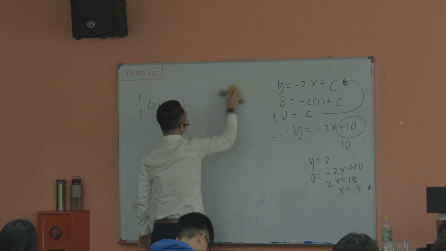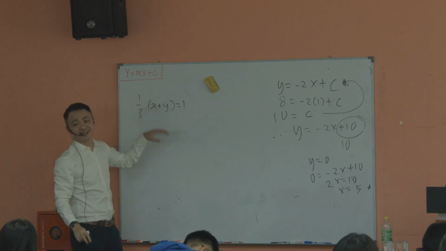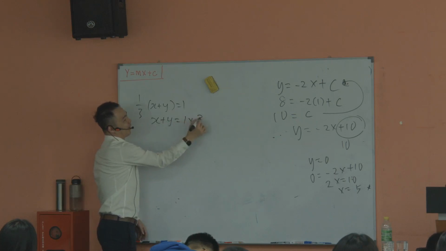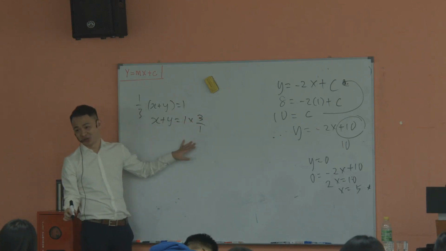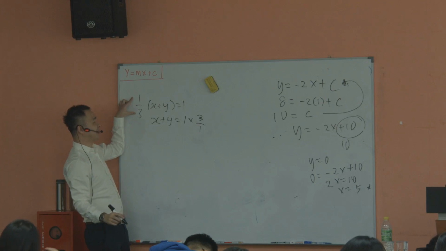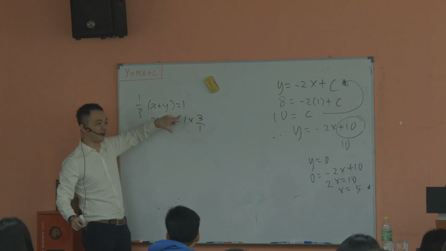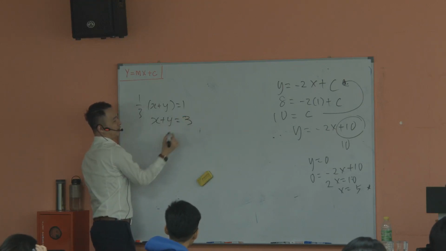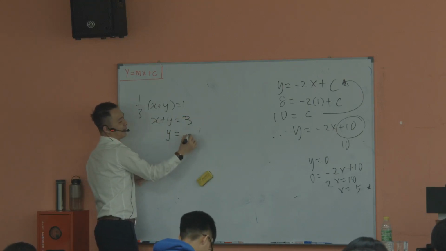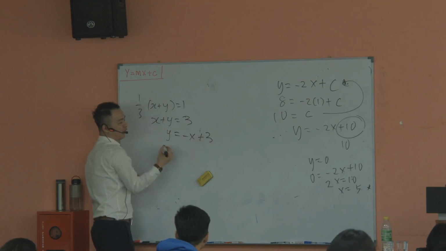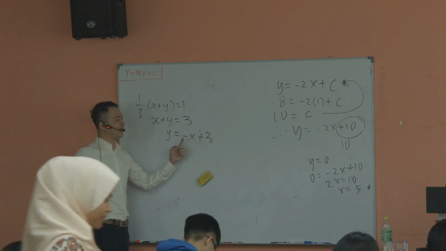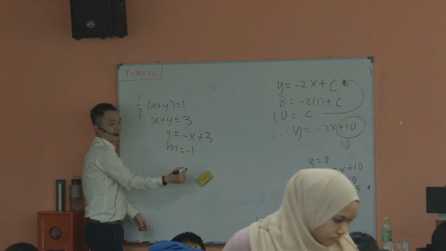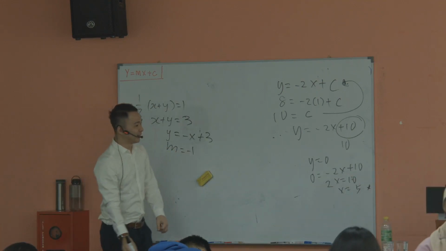So what I'm doing here is I move the 1/3 to the other side. I get 1 multiply 3/1. Just in case you do not know why, I will get 3. Fraction is multiply. I move to the other side, flip over. Okay, so 1 multiply 3/1, I get 3. So y, I move the x, become minus x, isn't it? So from here, y equals to mx plus c. My m is -1. You got it? Okay.